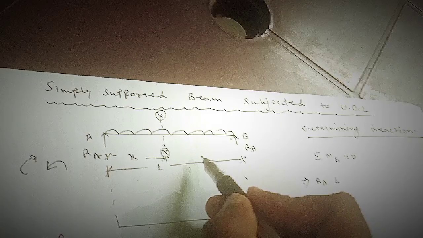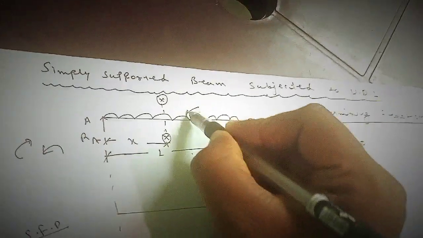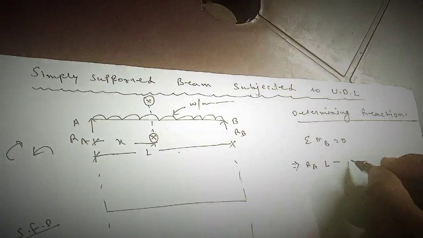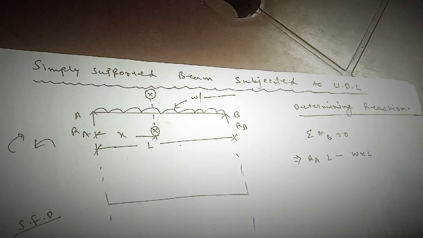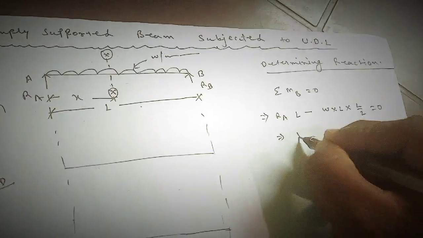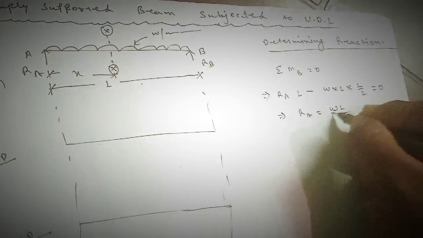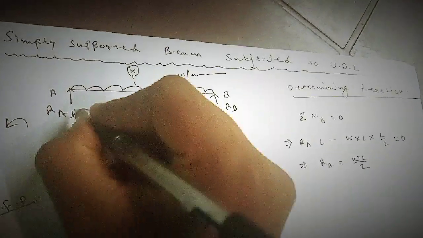And minus this one is what? This W per unit length load will be W into L, and into L by 2. This will be equal to 0. So if I solve it, R suffix A will be WL divided by 2. So this will be the reaction at A, WL divided by 2.